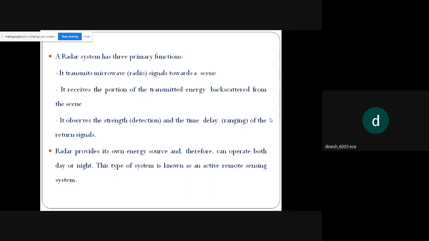So this radar provides its own energy source and therefore it can operate both in day or night. This type of system is known as active remote sensing. It doesn't come under passive because the radar itself will produce energy, microwave energy, that is being transmitted from transmitter to receiver.